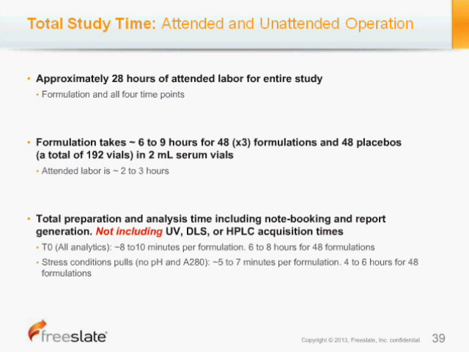If we look at the formulation, for instance, it takes about 6 to 9 hours to create these 192 vials, which we formulated in 2 milliliter serum vials. Of that, it takes about 2 to 3 hours to perform the manual labor involved, such as setting up the consumables. If we look at the analytical portion of the study, if you do all of the analytics, it's about 8 to 10 minutes per formulation, which takes about 6 to 8 hours to perform the analysis on all 48 formulations.